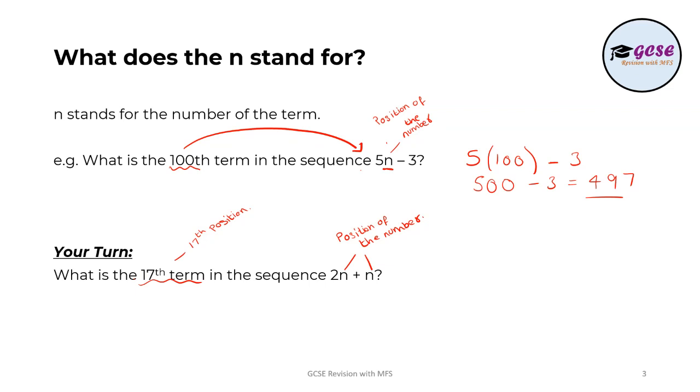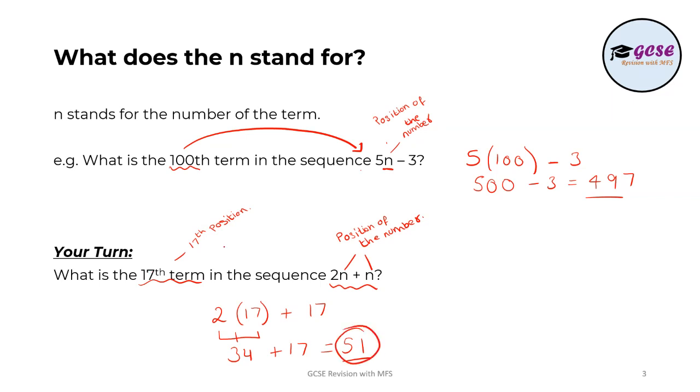What's different in this question is that we have two n's. So 2 times 17 plus 17. Now 2 multiplied by 17 is going to give you an answer of 34. And then you're adding 17 onto it. If you can't do that in your head, you can work out 34 add 17: 34 add 20 is 54, and then you subtract 3 from it, and that will get you 51. So the 17th term in this sequence is 51.